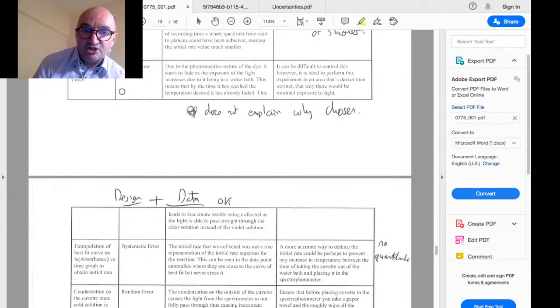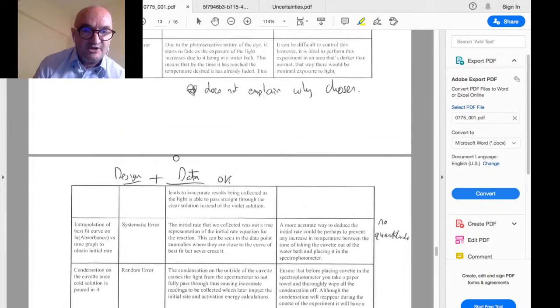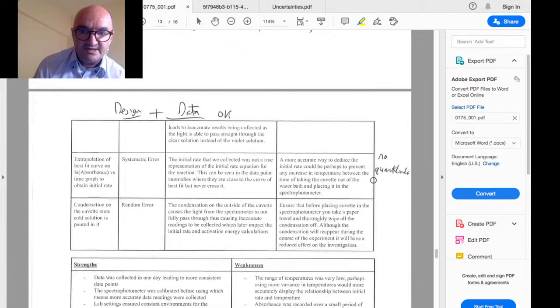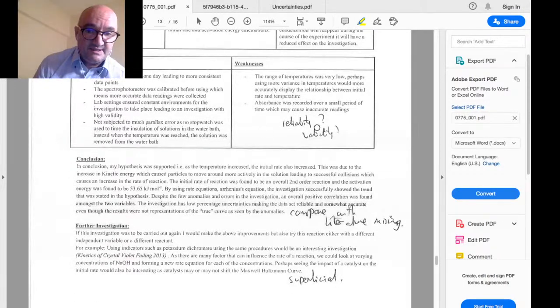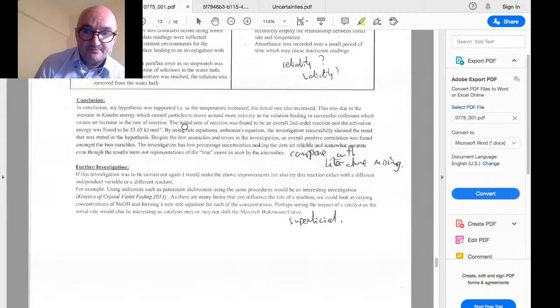The photosensitive nature of crystal violet can be... I have no idea how you're going to control that, but at least you've mentioned it. And she doesn't have an idea of systematic and random error, but there's no quantitative measure. So if there's no quantitative measure of the contribution of systematic and random errors to the overall result, which in this case wasn't even in the research question, then you're not going to be getting higher than 3s or 4s on evaluation. There's no mention of reliability, of validity, of accuracy, of the precision, the standard things that we would expect. And she's not actually compared it with the literature value.